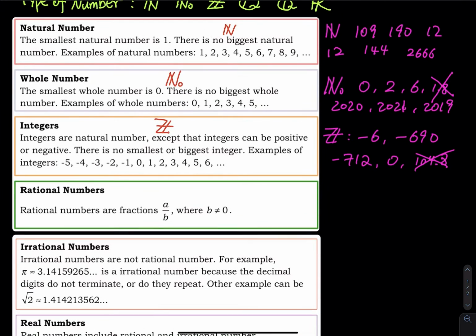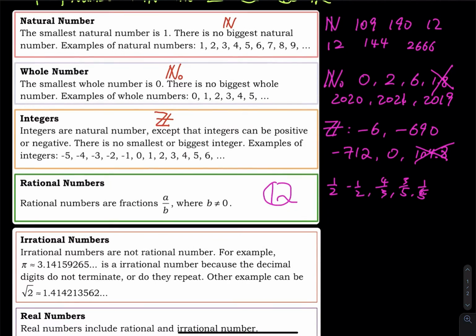Rational numbers. So for rational numbers, we have 1/2, negative 1/2, right? For rational numbers, the symbol is this Q. So 1/2, negative 1/2, 4 over 3, 3 over 4, 1/5, and so on and so forth.